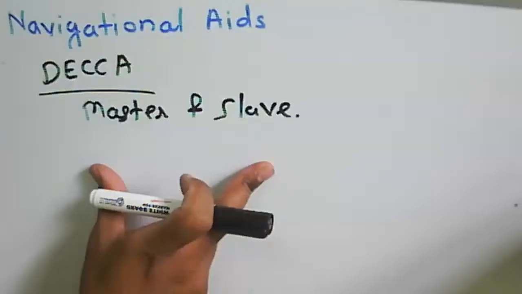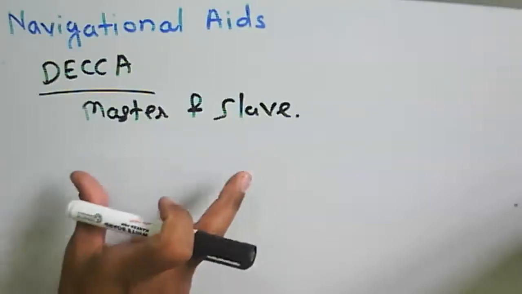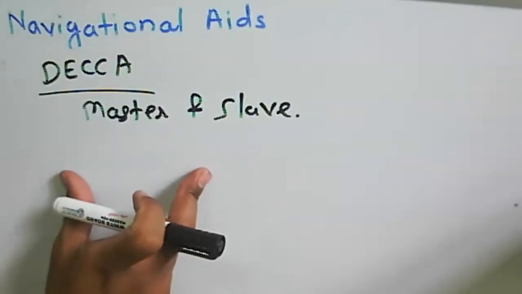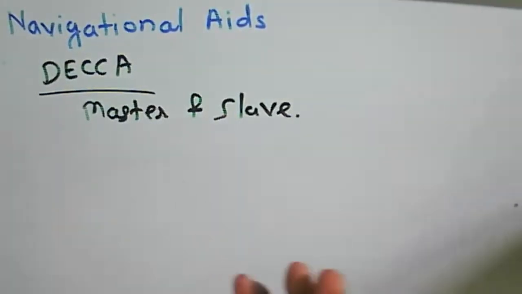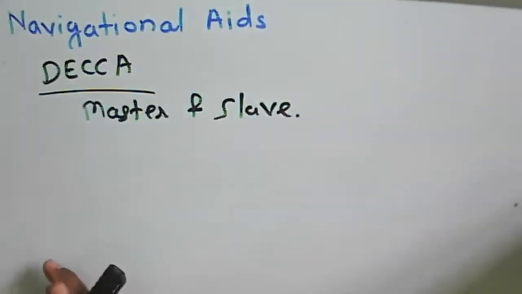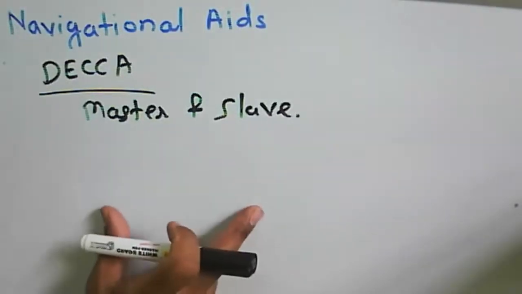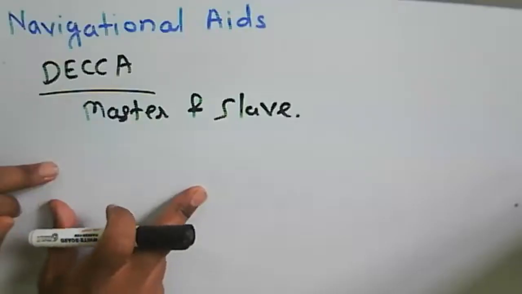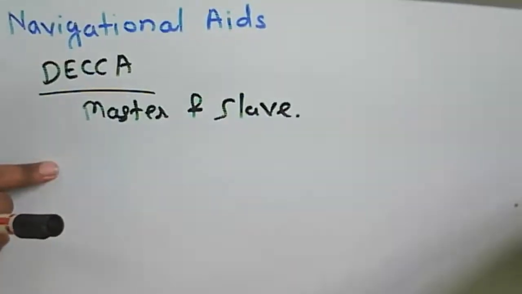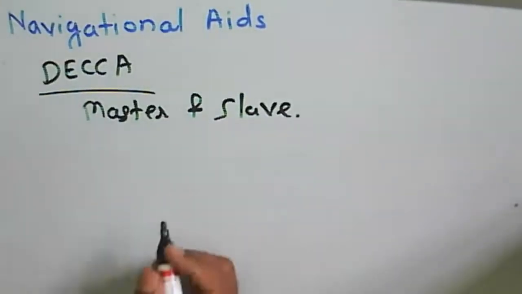Any station can be the master and another the slave, or they can operate as master or slave for a given particular receiver at a particular time. The distribution of master and slave depends upon the chain of DECCA. Generally, a DECCA chain consists of a master station controlling the phase of the other slaves, just like a chain of master and slave.